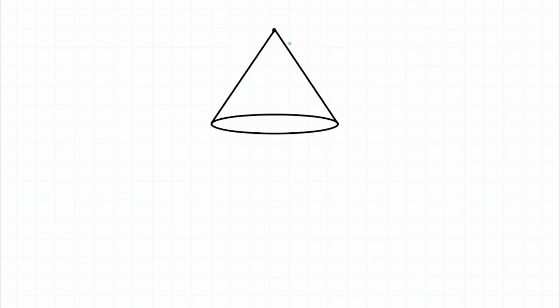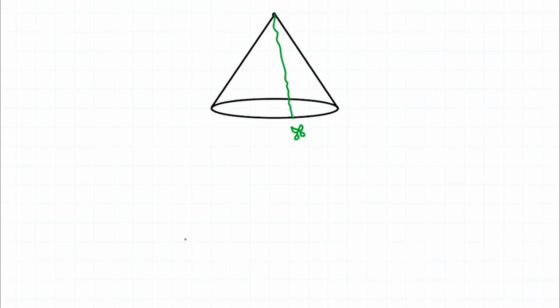Now, for the logic behind the curved surface area of our cone, let's say we cut our cone like this over here with our scissor, okay? Then what we'll get is a figure which looks something like this.